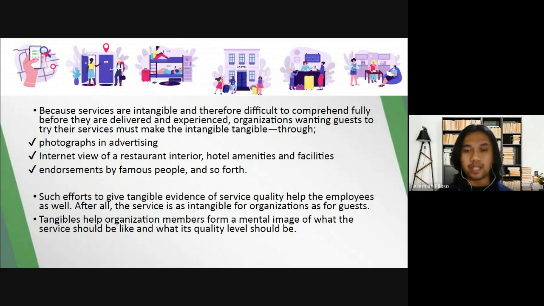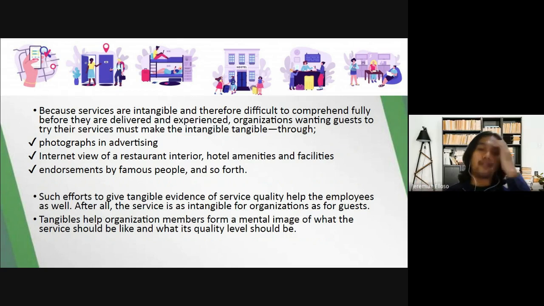Internet views of a restaurant interior, hotel amenities and facilities. So also photos, and now there are many different technologies by which you could tangibilize the intangible. Some websites would be giving you a panoramic photo of the establishment, or perhaps a 360-degree view of the facilities, thus giving you that idea of what the establishment would look like, or what your experience would be when you go to that establishment. Or maybe endorsement by famous people, especially celebrities or social media influencers. That's what they say, because they would be giving feedback or reviews on their experience with that particular product.